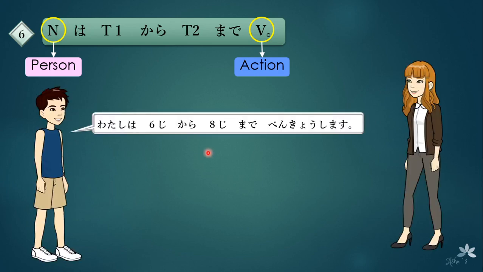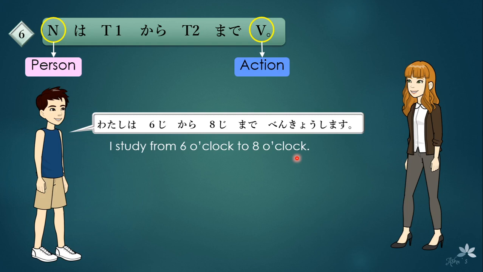Here, the boy is saying, 私は6時から8時まで勉強します。Here, the N is watashi, time 1 is 6時, time 2 is 8時, and the action is 勉強します. So this sentence means, I study from 6 o'clock to 8 o'clock.